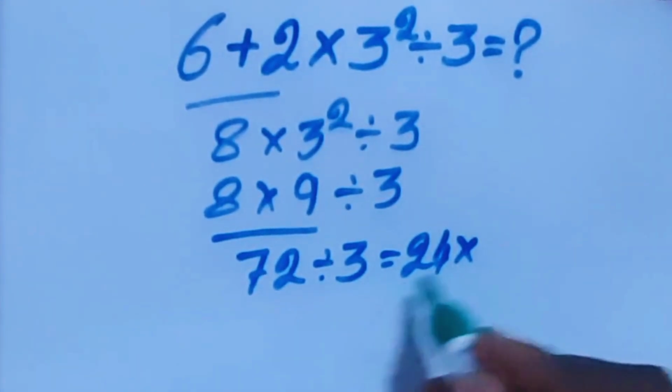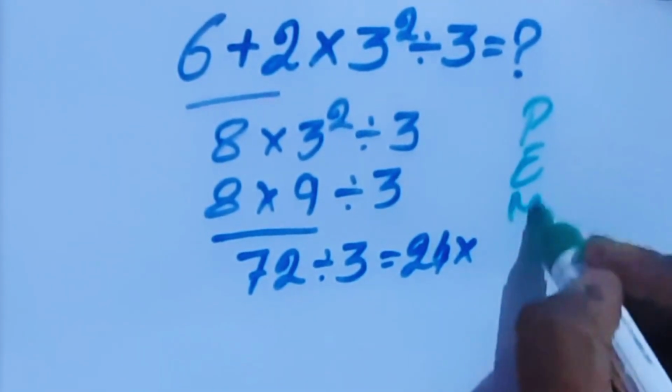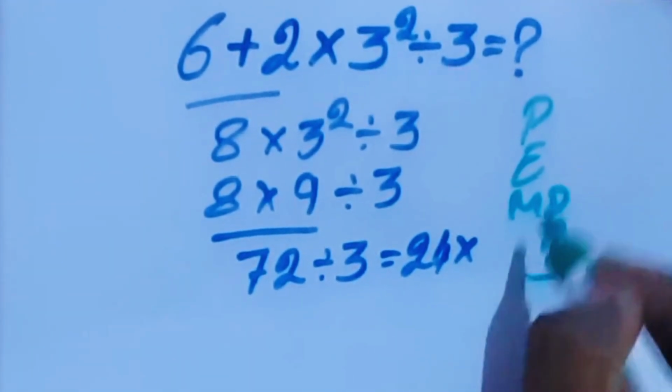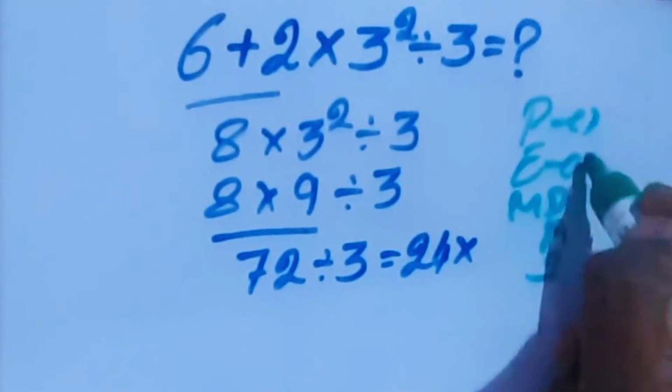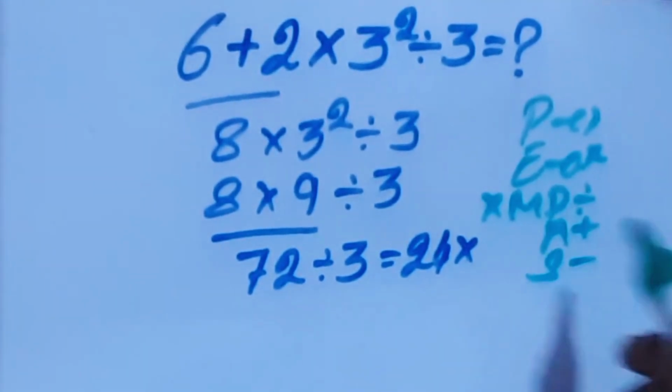As per this order of operations PEMDAS, this 24 is the wrong answer. Here we are going to introduce the PEMDAS rule from order of operations. This is the bracket, higher priority. This is the exponent. M stands for multiplication, D stands for division, A stands for addition, S stands for subtraction.